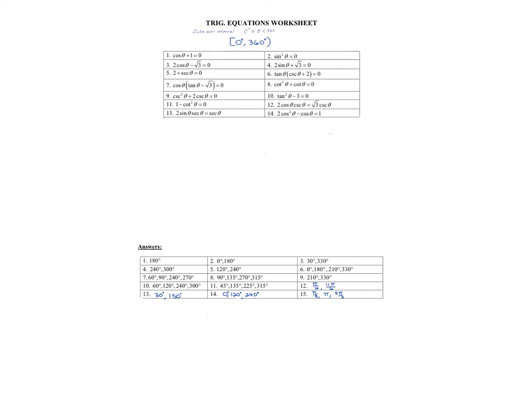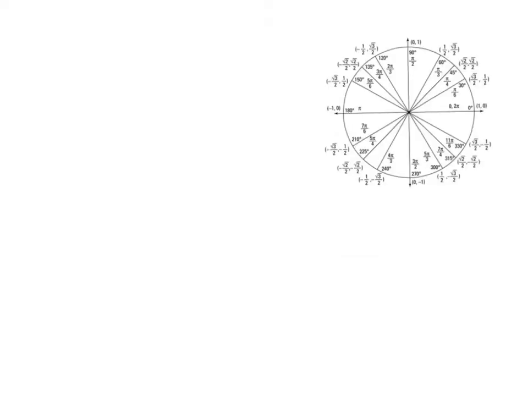This video is going to cover solving these 14 questions from the trig equations worksheet. All of the answers are going to be given in degrees. Okay, so for number 1, the question is the cosine of theta plus 1 equals 0.